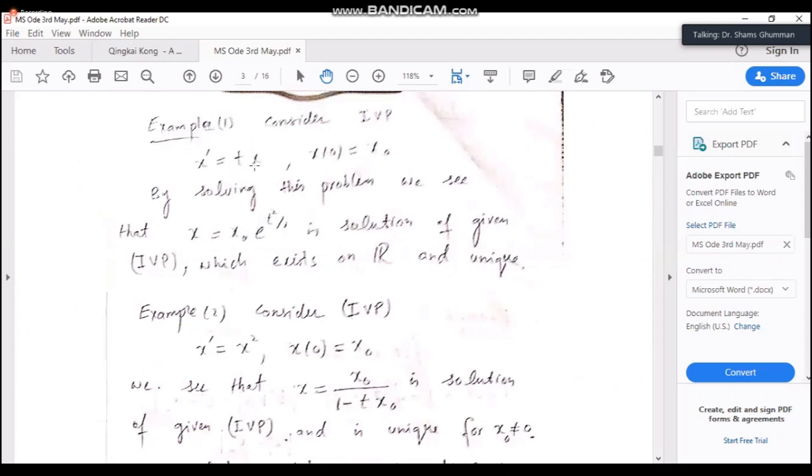By solving this problem, we see that x is equal to x0 e to the power t square over 2. This is a solution of the given initial value problem which exists on R.